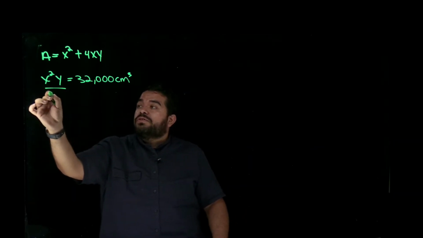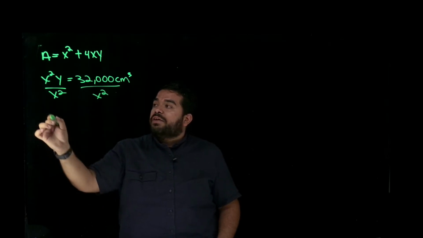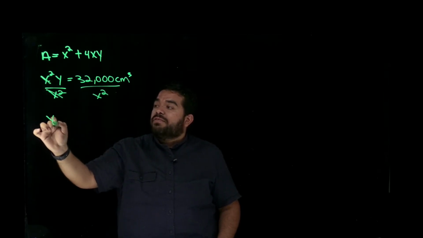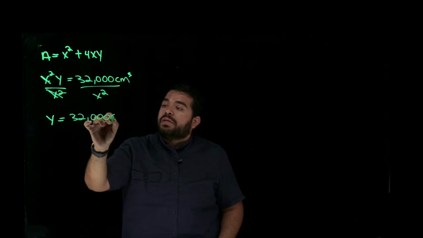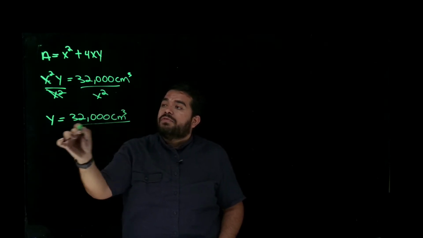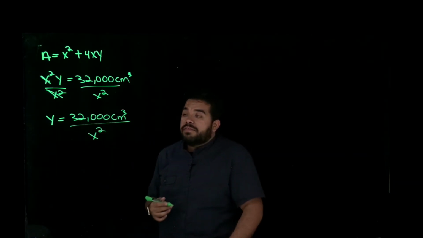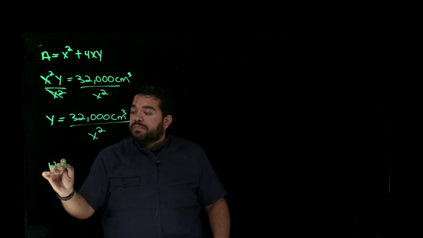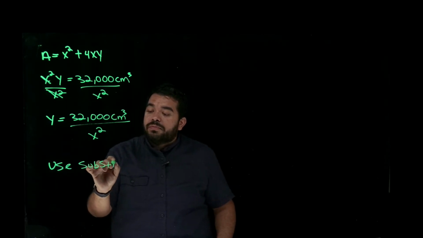So what I'm going to do to isolate my y is divide both sides by x squared. And now this will cancel out with this, and I have y is equal to 32,000 centimeters cubed over x squared. Now that I have this, we can go ahead and use substitution.